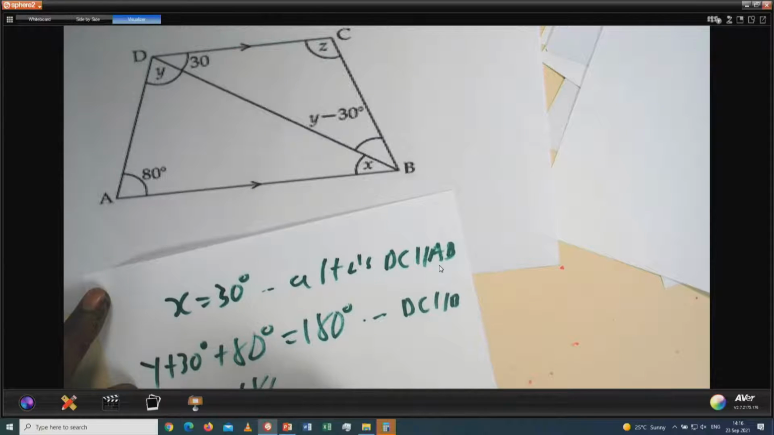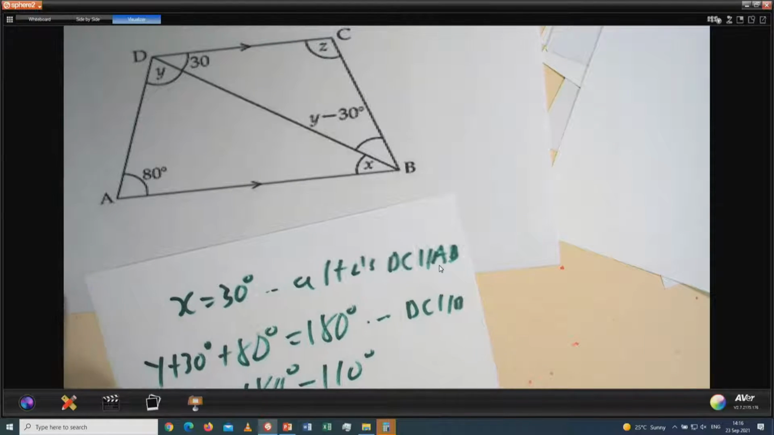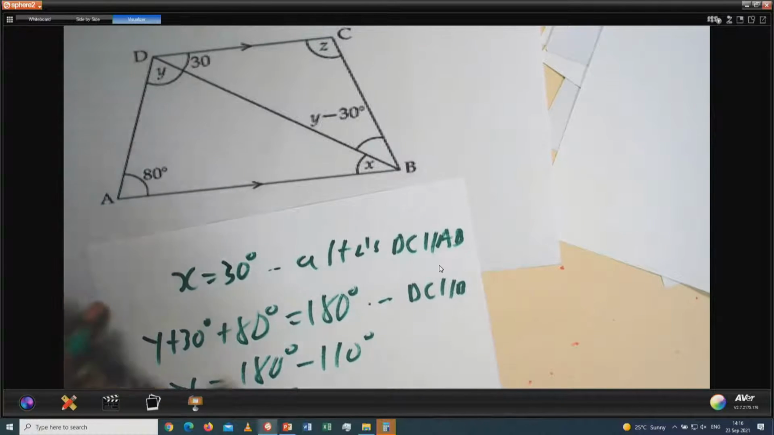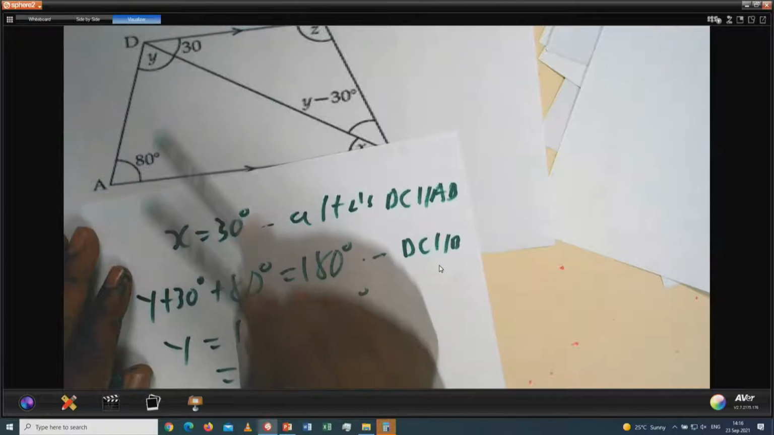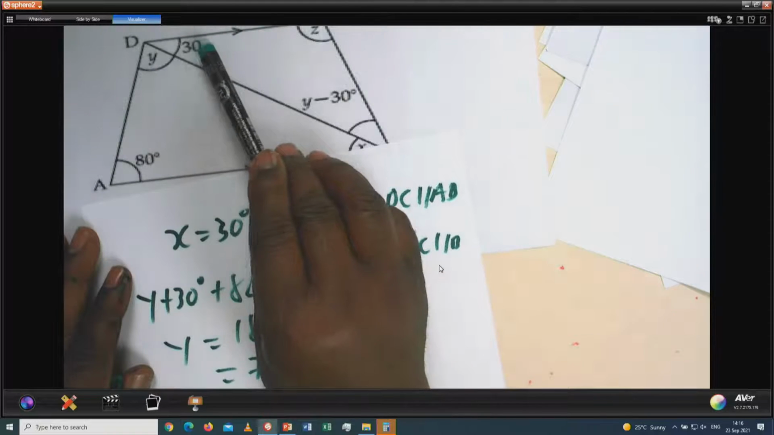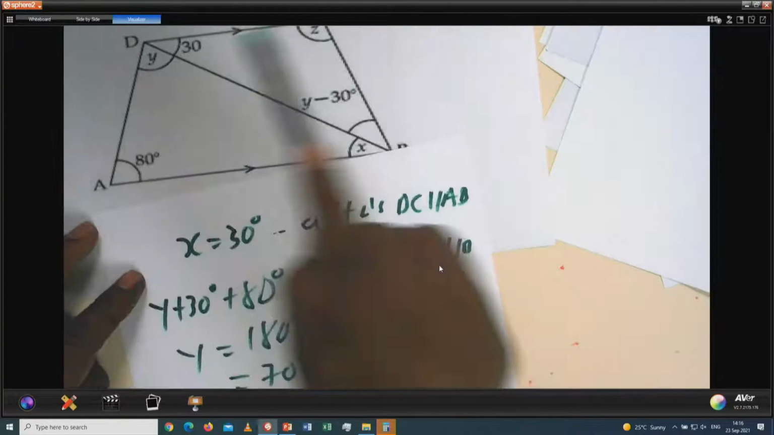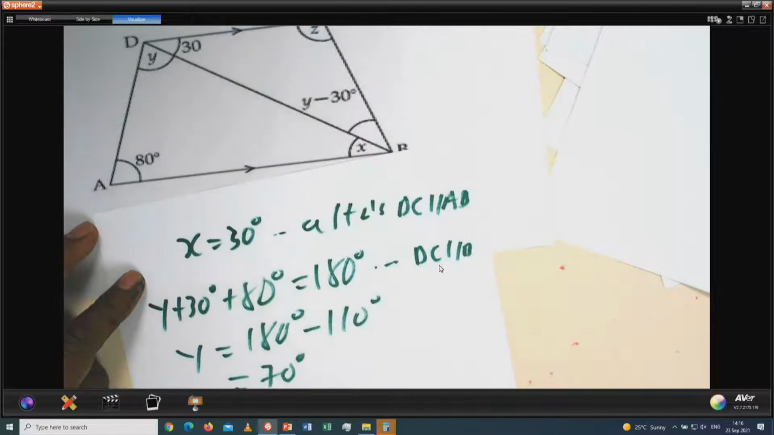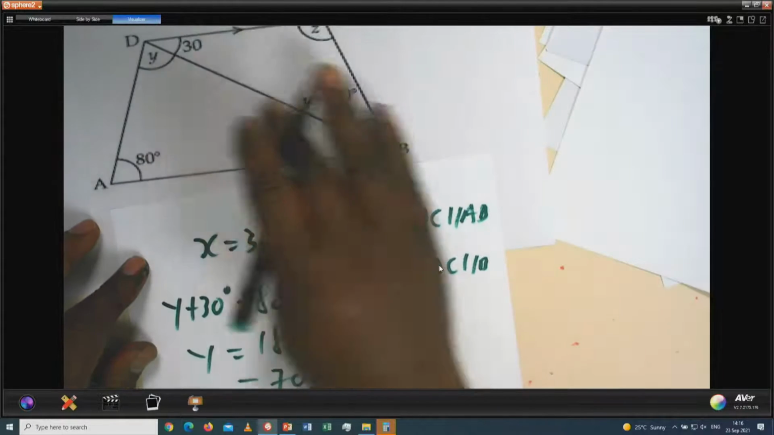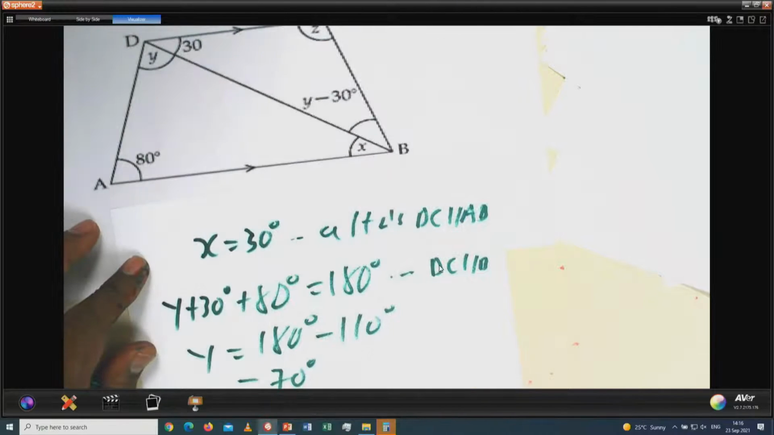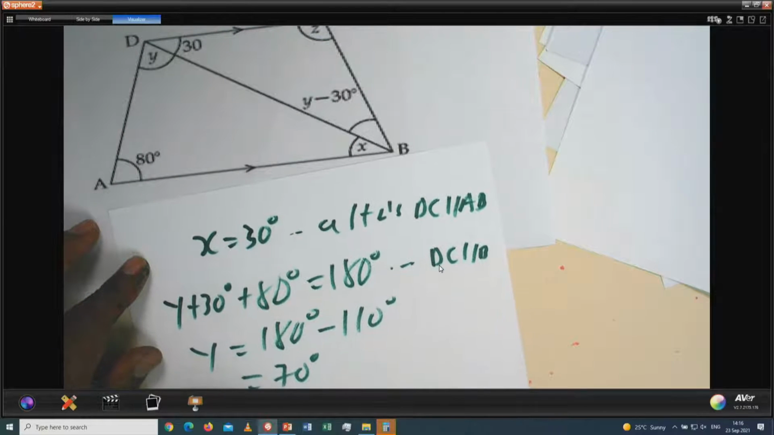Therefore, Y is equal to 180 degrees minus 110 degrees, which is 70 degrees. And, of course, 70 plus 30 is 100. 100 plus 80 is 180. That is correct now. You've got your Y now. We're looking for Y. And then we've got Y, we've got X. You're still having Z outstanding. Therefore, where is Z? Z is in a triangle, Z plus 30 degrees.